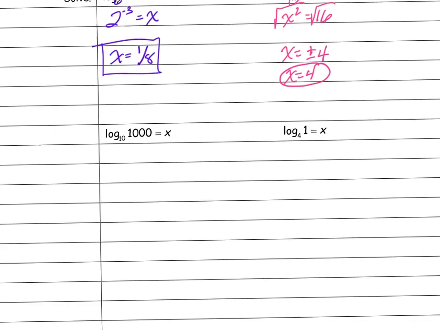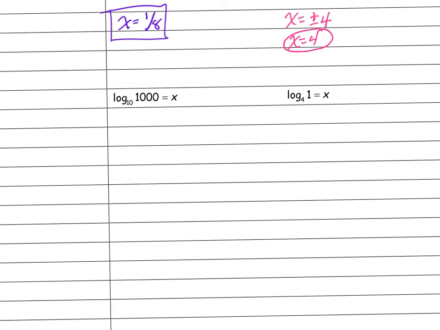Okay. Next. Can't solve it as a logarithm. I'm going to switch it to an exponential. So 10 to the x power equals 1,000. Well, let's see if we can figure that. 10 times 10 is 100, times 10 is 1,000, so that means x equals 3.